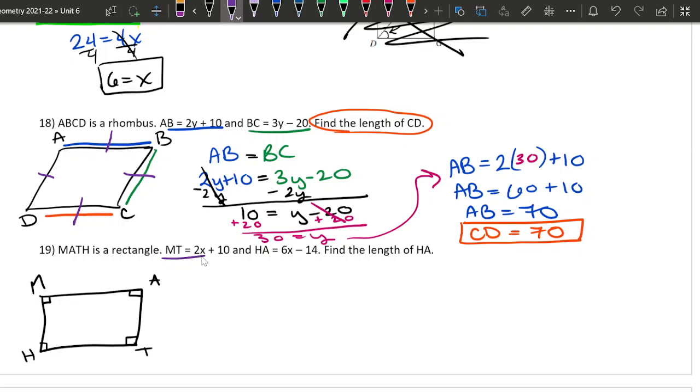It says that MT is 2x plus 10. So there's MT. And it says HA is 6x minus 14. All right, so it doesn't care about the angles for this problem. We want to find HA. So what property of a rectangle can I use to solve this problem? Well, for rectangles, the diagonals are congruent.